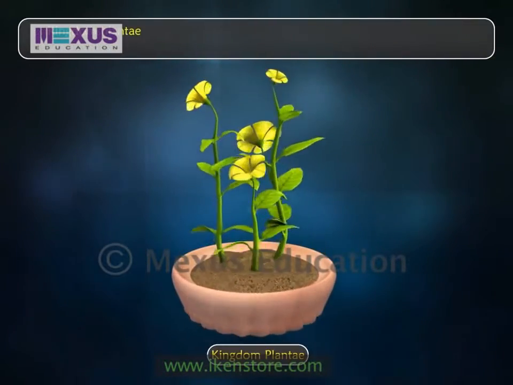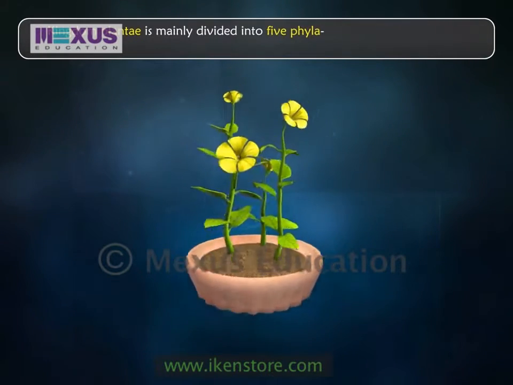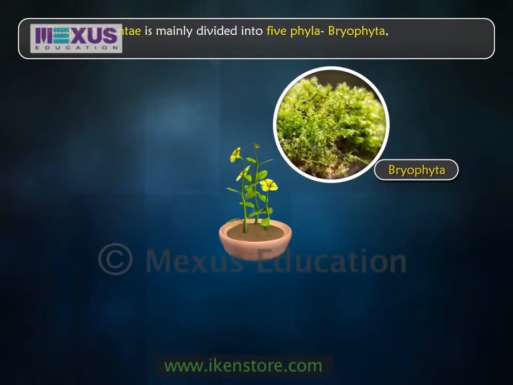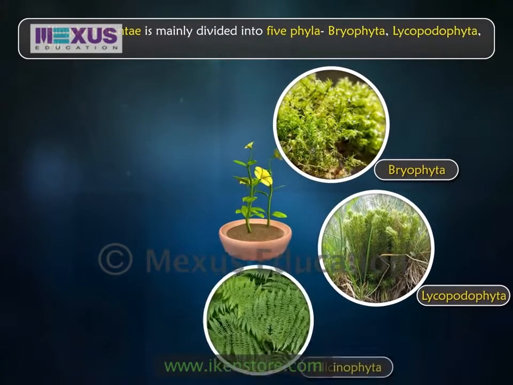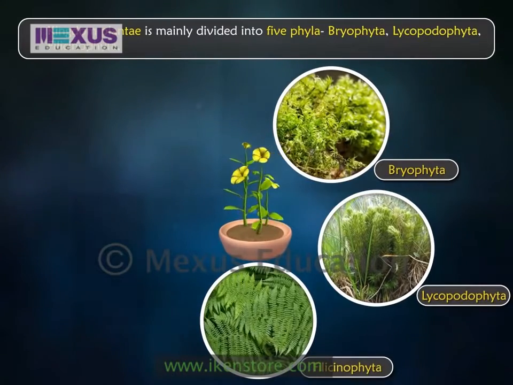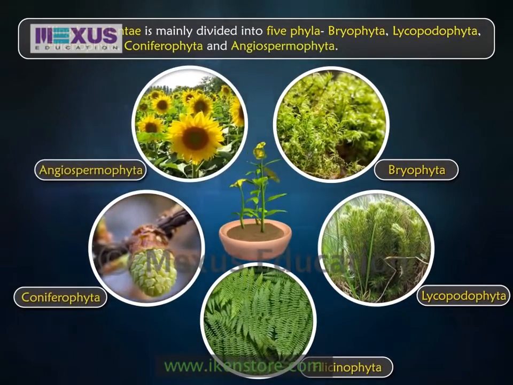Kingdom Plantae is mainly divided into 5 phyla: Bryophyta, Lycopodophyta, Phylloxenophyta, Coniferophyta, and Angiospermophyta.